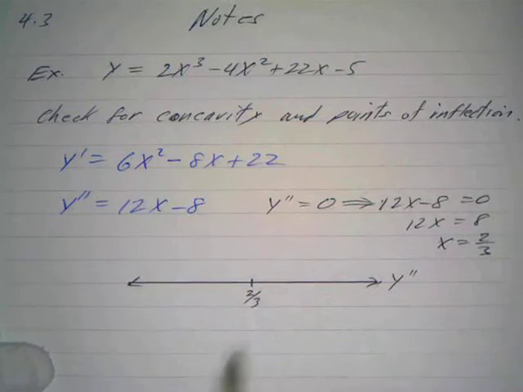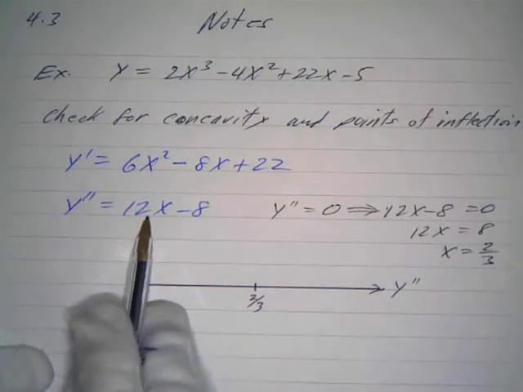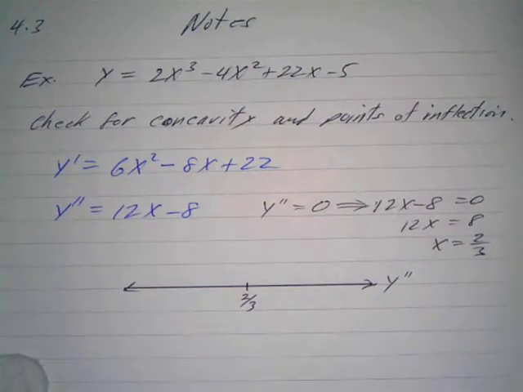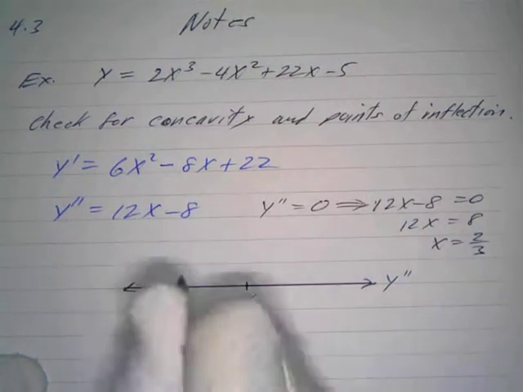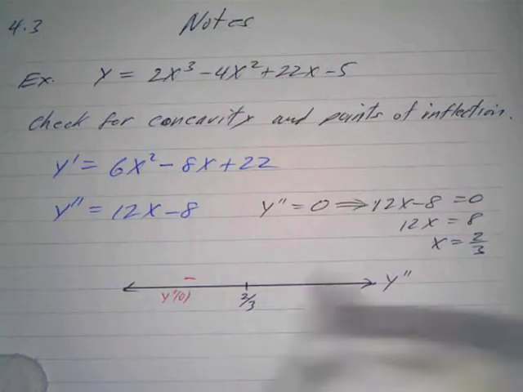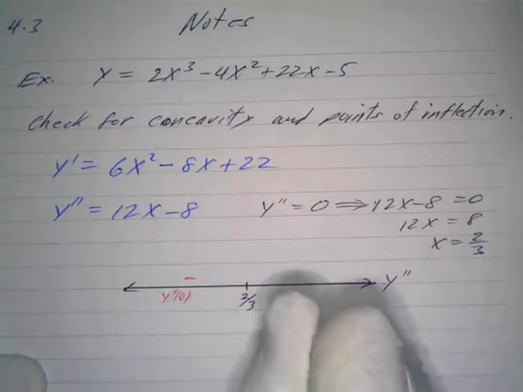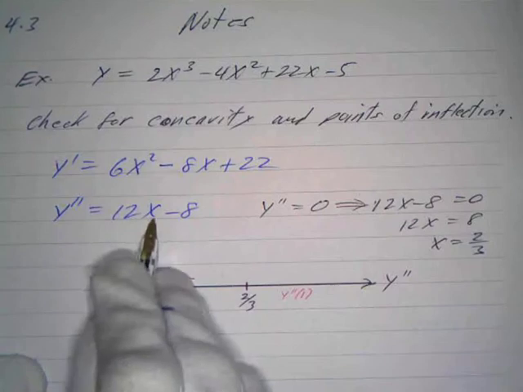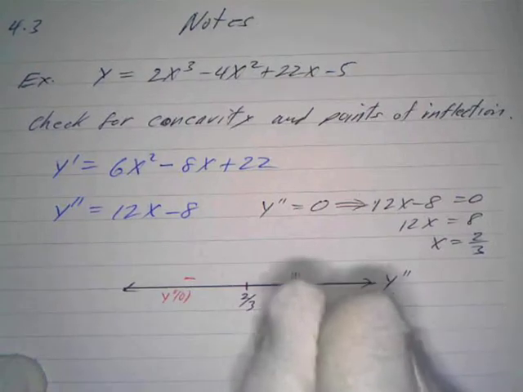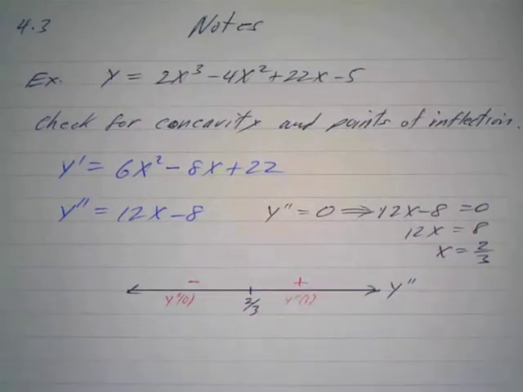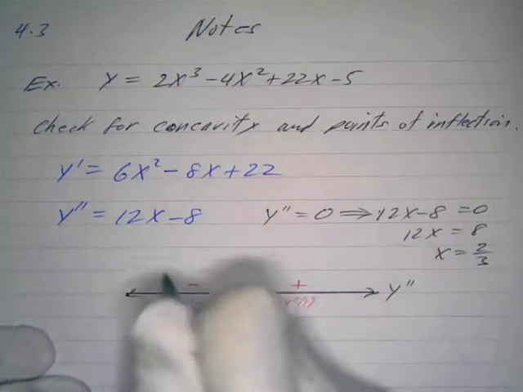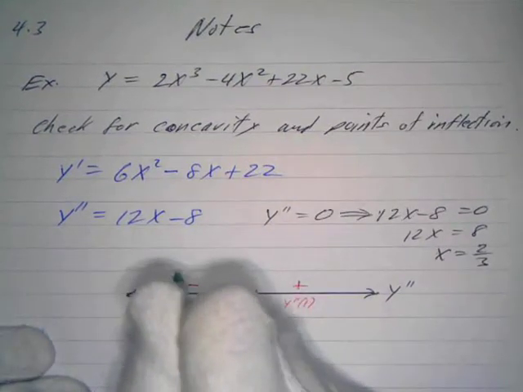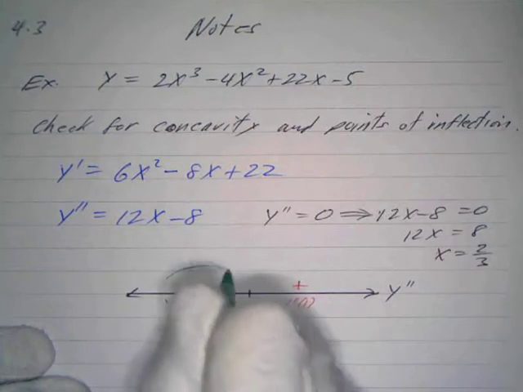So I have to put in a number that's smaller than 2/3, so let's try 0. That's going to be negative, obviously. So that's looking good. And let's try 1. If I put 1 in here, 12 times 1 is 12 minus 8. That's positive, so definitely we've got something going here. Now, what we usually do is just write down that this is going to be concave down. So my graph should look something like this. It's going to be concave down, because it's negative.